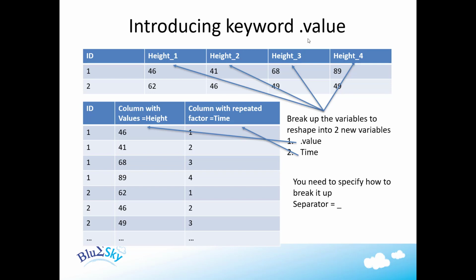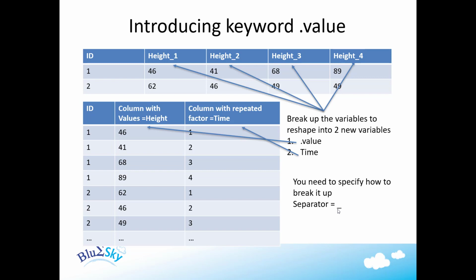All right, so we want to break up each of these 4 variables, height at time 1, height at time 2, height at time 3, into 2 variables. The first variable holds the value. Okay, so that's a special keyword that you need to specify. And the second variable is time. All right, and then you need to specify how you break it up. So how do you break each of these column names up here? You use a separator underscore.